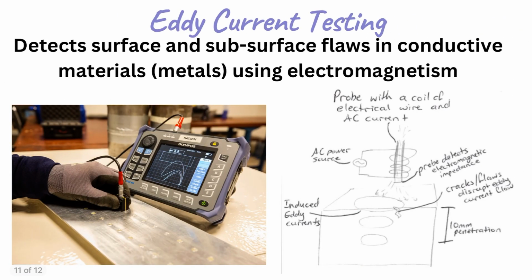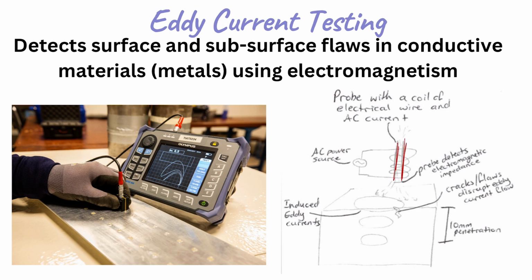Eddy current testing. So eddy current testing detects surface and subsurface flaws in conductive material, so only in metals, and it uses electromagnetic waves essentially to do this. So an electromagnetic wave is created, so you've got a probe with a coil of electrical wire and an AC current which passes through it.